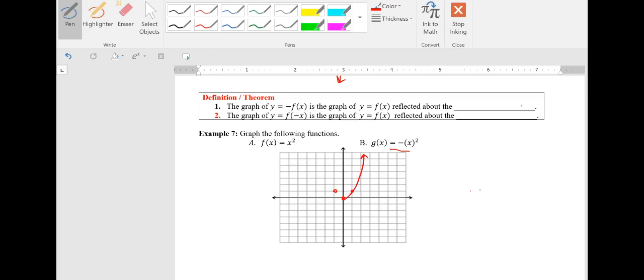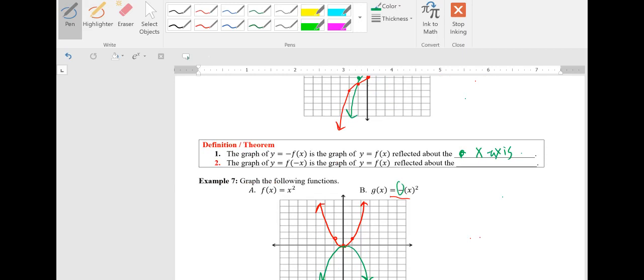So letter A, this is the parent function. And then letter B, if you have a negative in front of the parent function, then it's going to reflect over the x-axis. So here we would have the x-axis. If you have a negative on the inside, then it's going to reflect about the y-axis.